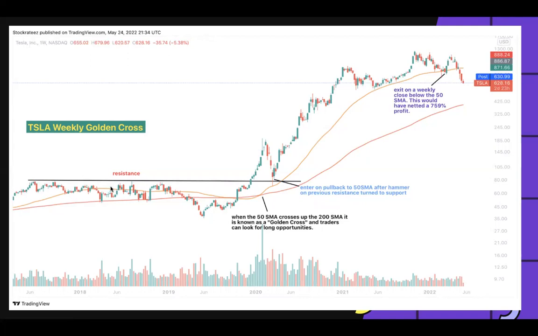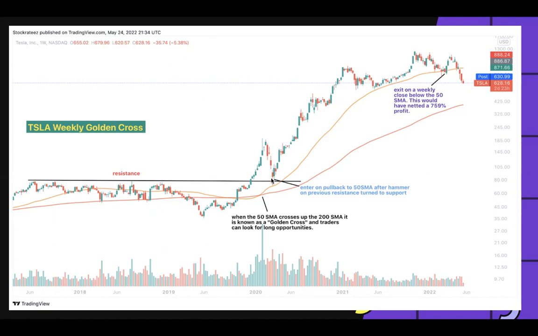So we have resistance right here. So we broke out above resistance and then retested. So former resistance is now new support after the golden cross. And then we have a hammer candle at that SR flip after a golden cross. So what's stopping you from getting in this trade? And so, what's the technique? You ride the stock until you get a candle close below the 50 SMA.